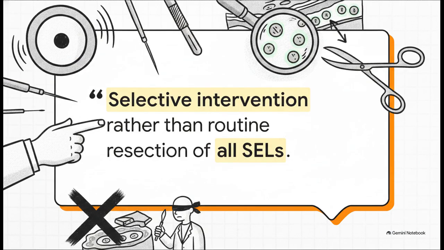And really, this all boils down to the core philosophy of the 2026 guidelines: selective intervention rather than routine resection of all SELs. The days of doing blind surgical wedge resections for every single subepithelial bump are totally over. By leaning on high-res EUS and advanced tissue sampling, we can confidently leave the benign stuff alone, saving patients from unnecessary surgeries while zeroing in on the ones with true malignant potential.